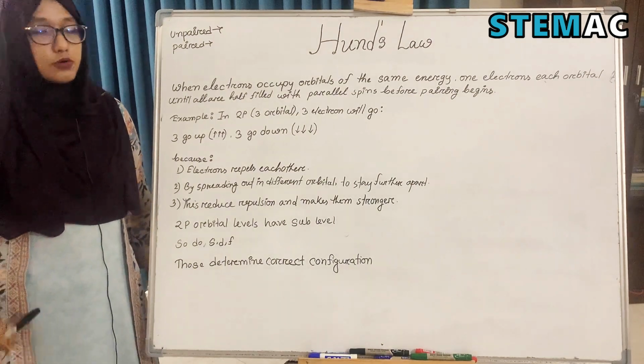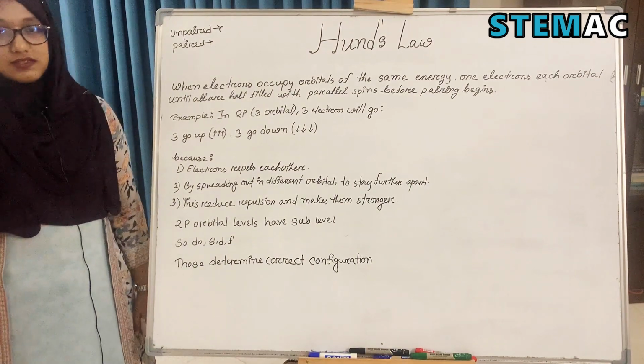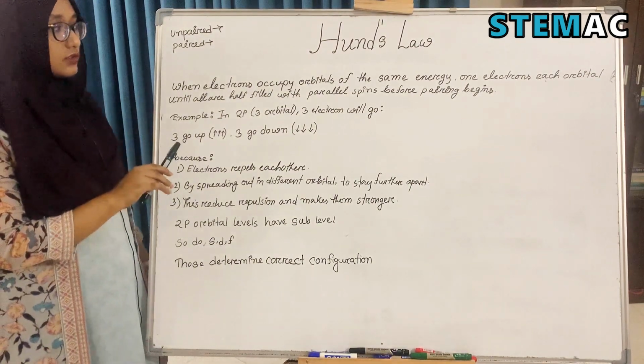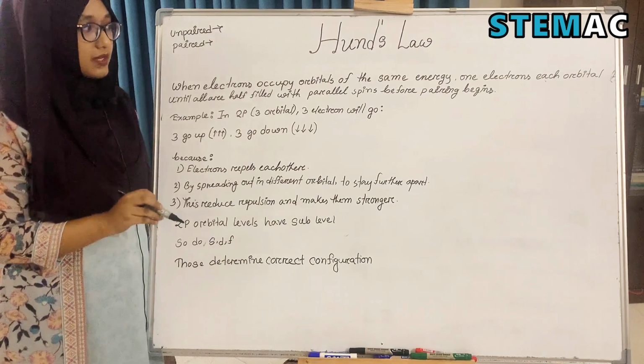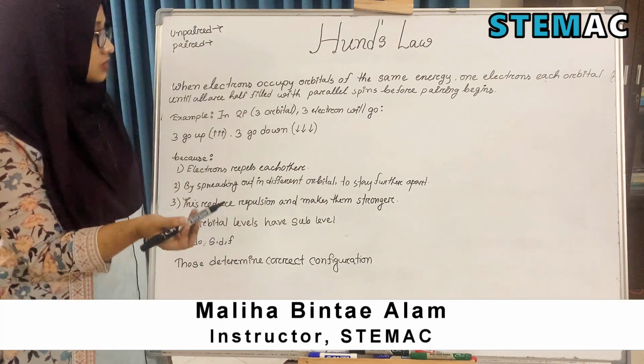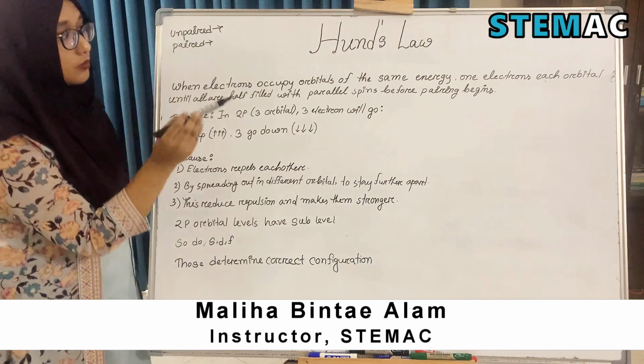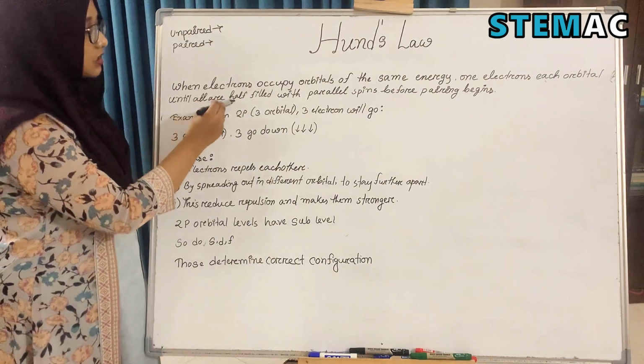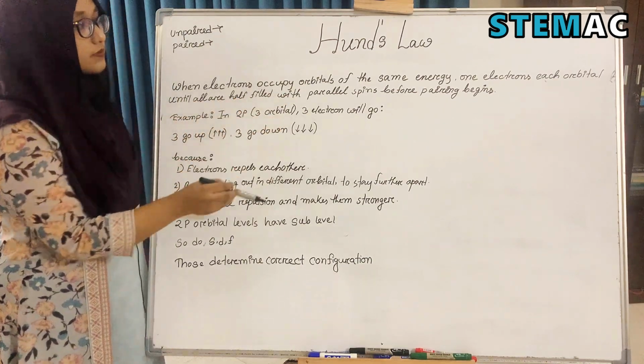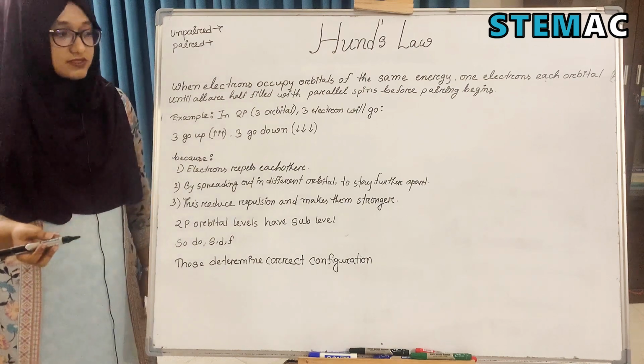Now let's talk about Hund's law. So what is Hund's law? When electrons occupy orbitals of the same energy, they put one electron in each orbital until all are half filled with parallel spins before pairing begins. So what does this mean?